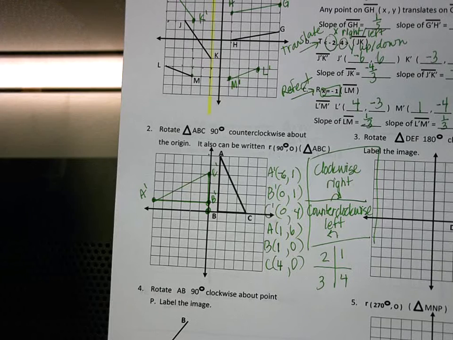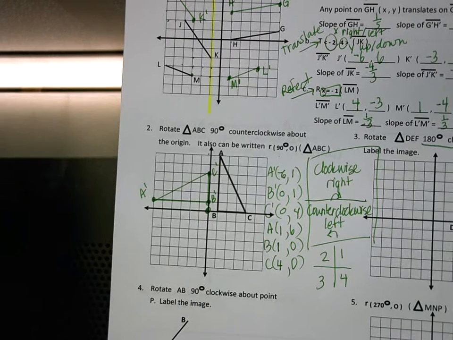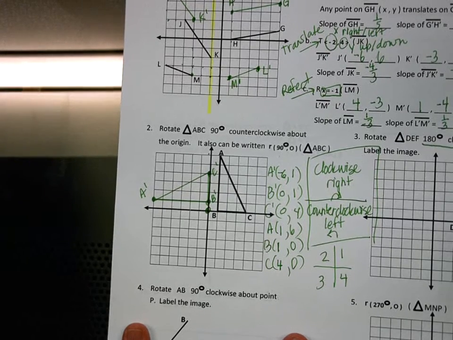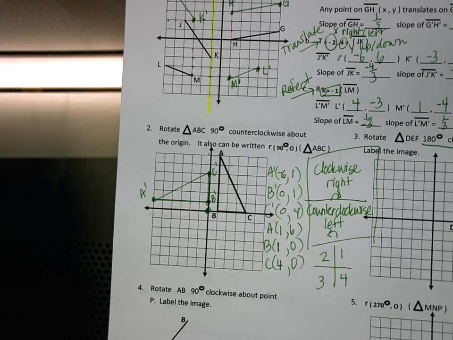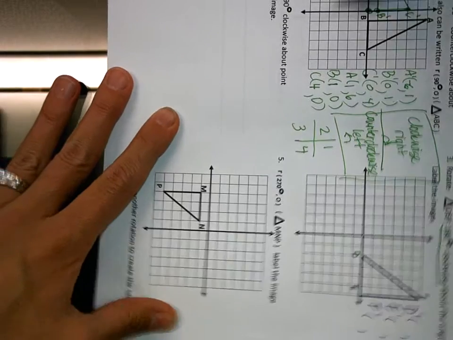Okay, so number 3, this time it asks us to rotate it 180 degrees clockwise. So 180 degrees is how many 90s? Okay, so hopefully you said 2. So 180 is 2 90s, so that means we're going to be turning this 2 times. So I'm going to write down D prime, E prime, F prime with my ordered pairs. And we're going to go ahead and do our rotation. So clockwise means I'm going right, so we're going to go 1 turn, 2 turns.